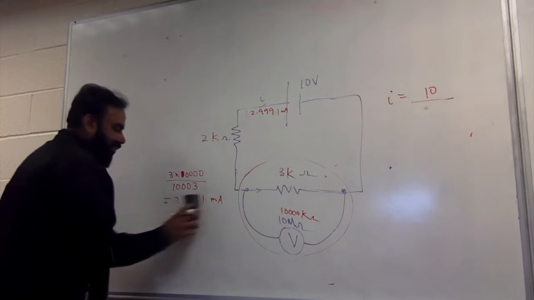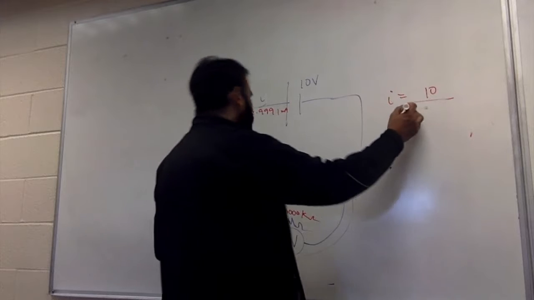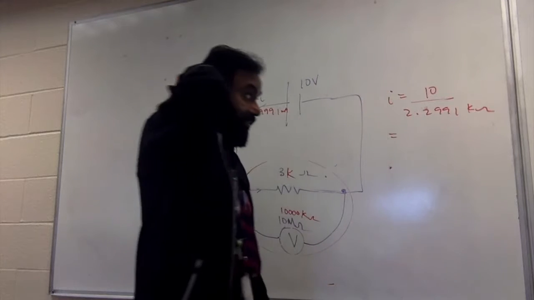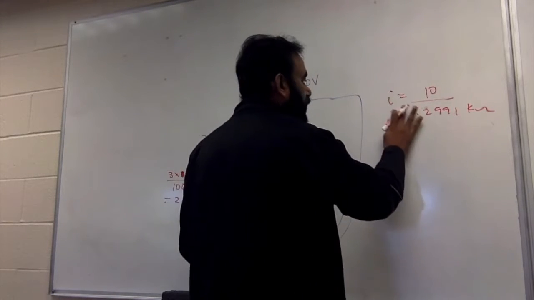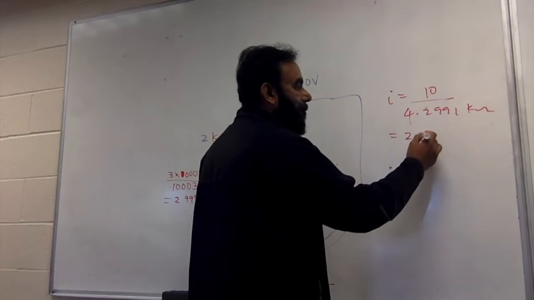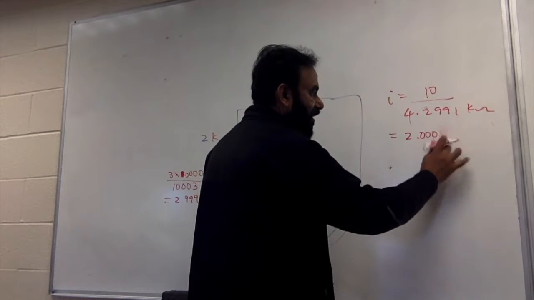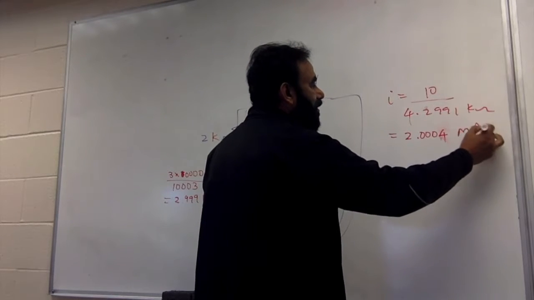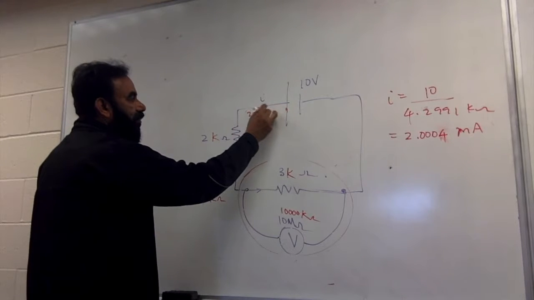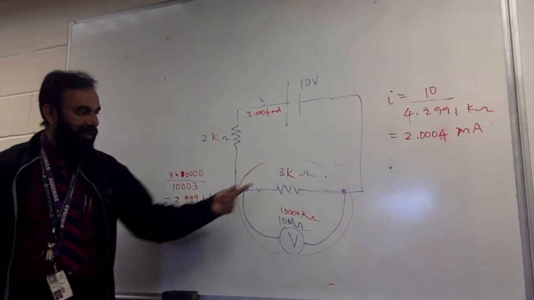Wait a minute. So with 2.9991 kilo ohms, what is going to be the current? You didn't add the two. So it's 4. Oh, I didn't add the 2, so 4. Good. So it's like 2.0004. There are three zeros and then a 4 milliamps. So this current is going to be 2.0004 milliamps.